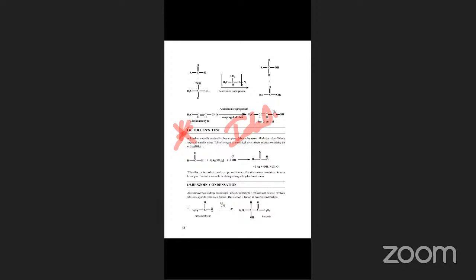So we take a compound with such a functional group, aldehyde or ketone. Now, to identify it we use Tollens reagent. Aldehydes are readily oxidized. They are powerful reducing agents. Aldehydes reduce Tollens reagent to metallic silver. What is Tollens reagent, sir? Ammoniacal silver nitrate is called Tollens reagent.